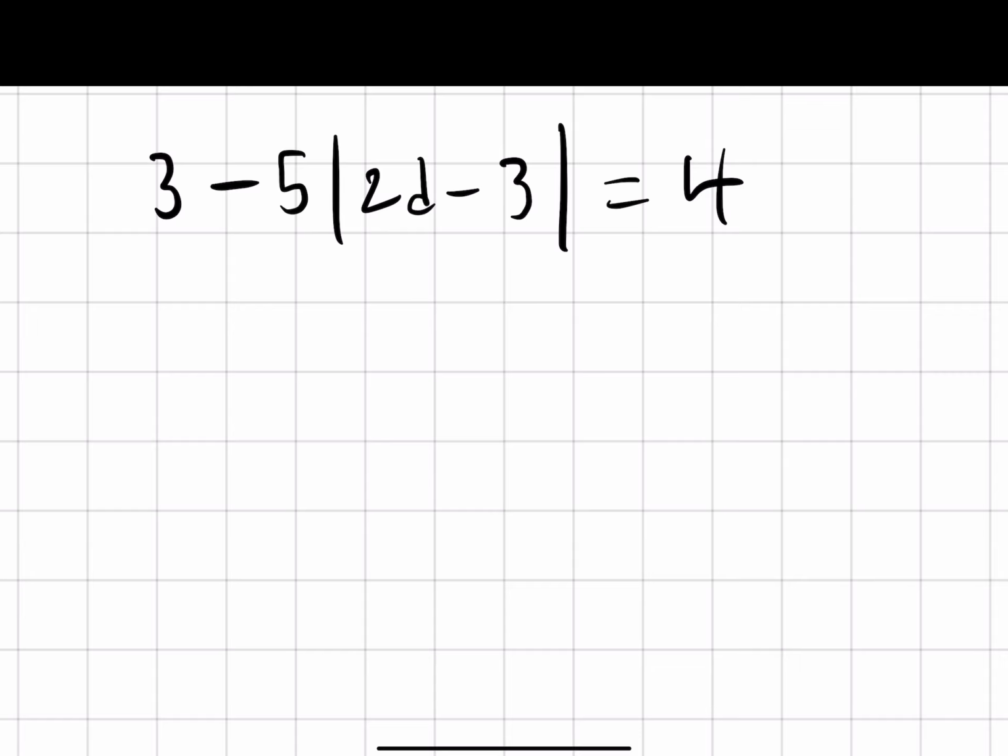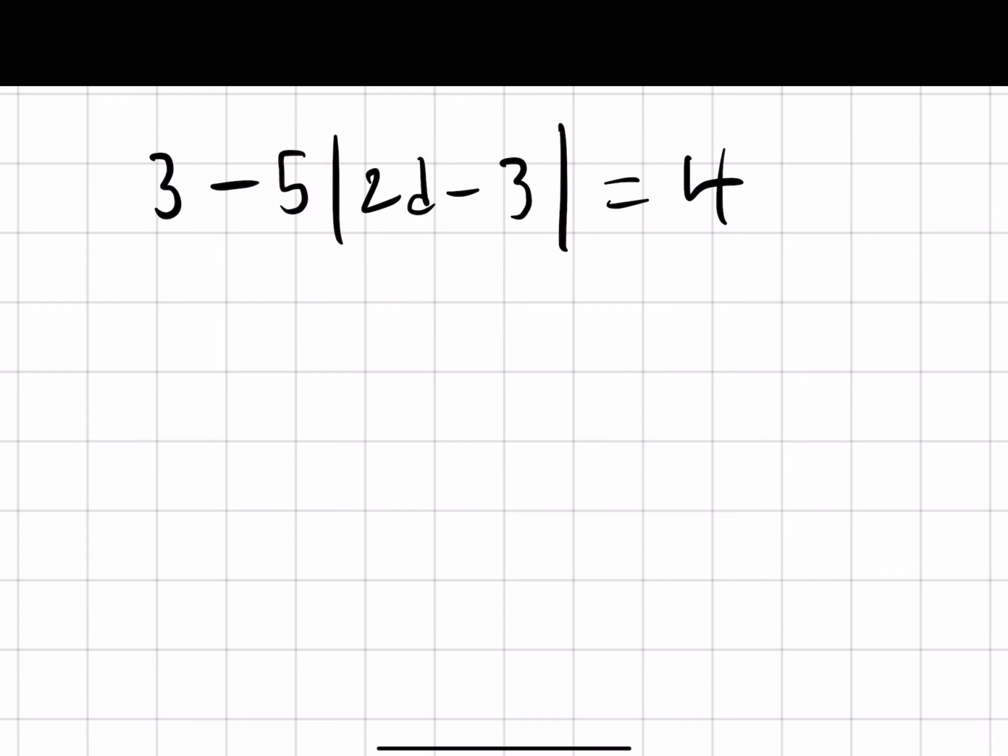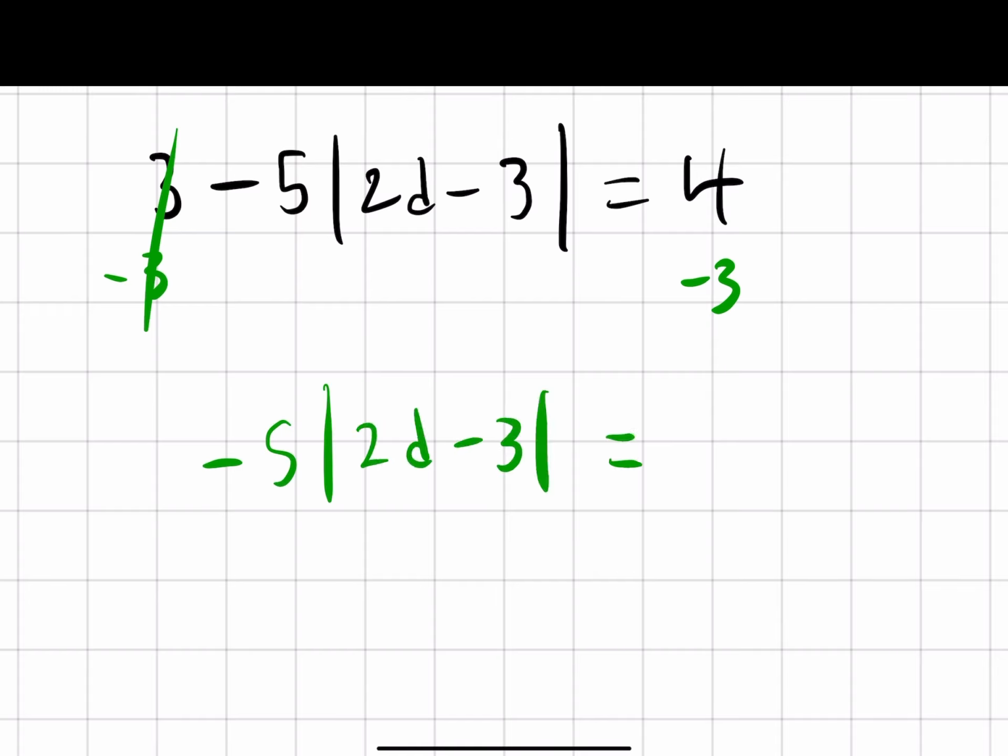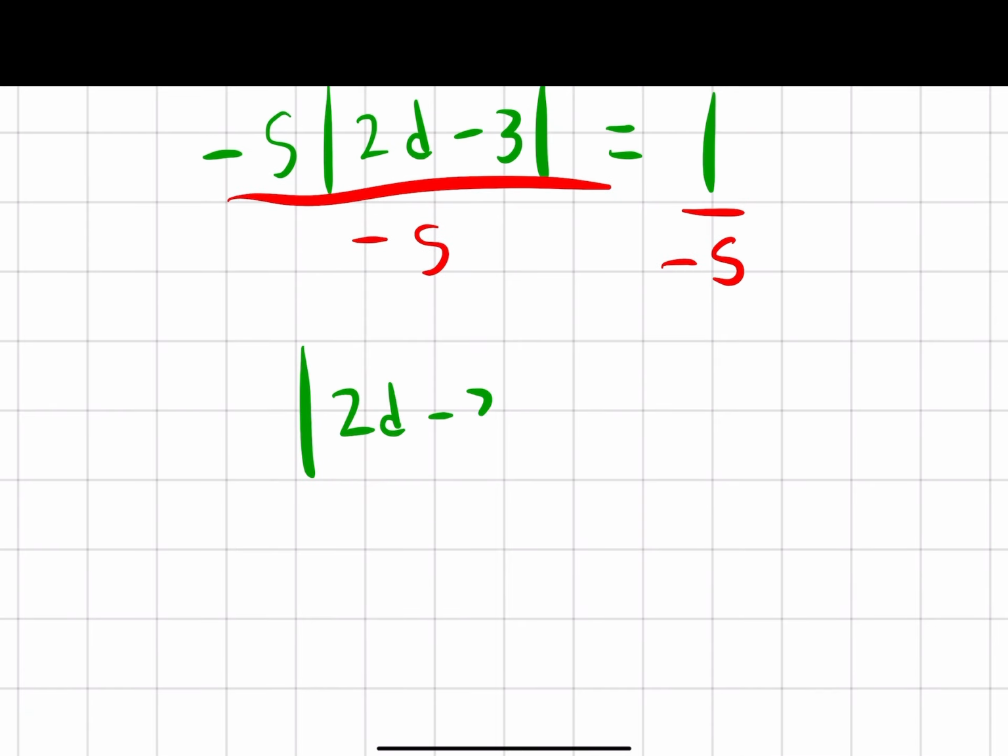So again, do not do 3 minus 5. Minus 5 times this thing is one whole term. So that is not a like term with 3. Instead, move the 3 over first, because we're able to, adding and subtracting, and we get negative 5 times the absolute value of 2d minus 3 equals 1. And then divide both sides by negative 5. And we get the absolute value of 2d minus 3 equals negative 1/5.